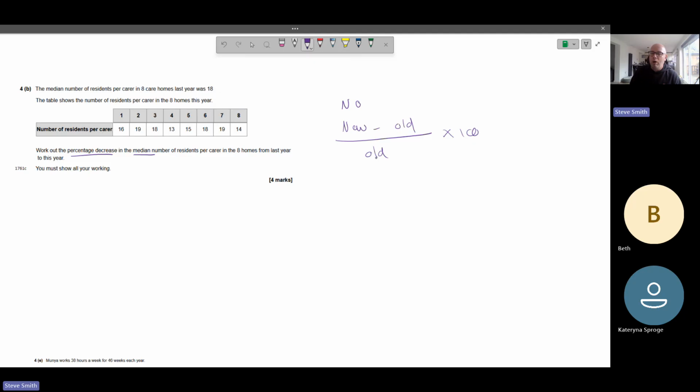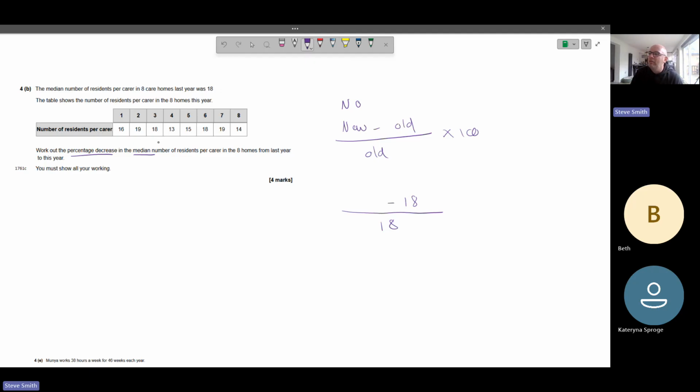So now I've done that. I've not got a mark for that because that's just a formula, something that I've remembered. I can see that last year it was 18, so that's my old number, and I'm going to put it in here like that. I've already got part of my sum because it tells me there, but I now need to work out the median here.